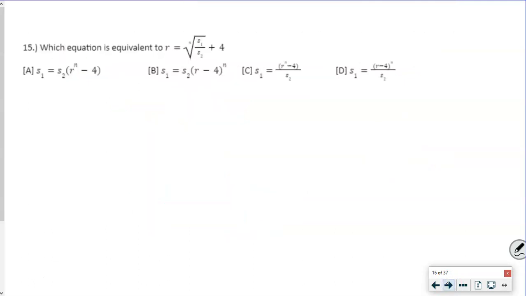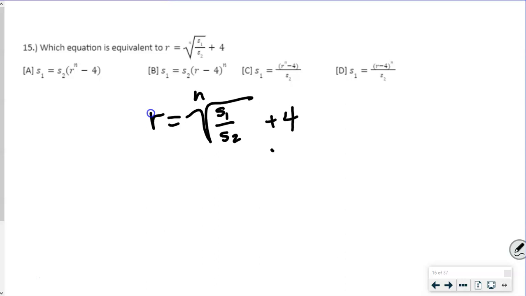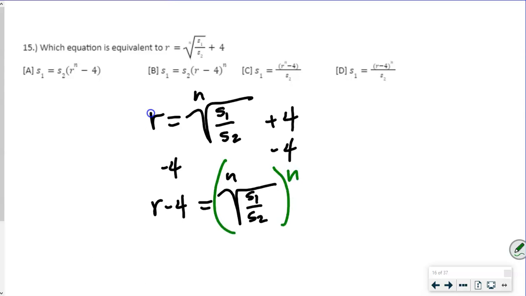All right, now this one asks which equation is equivalent to this. So it's solving for S1. So that's what we're going to do. So R is equal to the nth root of S1 divided by S2, plus 4. So the first thing we're going to do is subtract 4 from both sides. That's going to be R minus 4 is equal to the nth root of S1 over S2. How do we get rid of an nth root? Don't we take it to the nth power? Yes. So now we have R minus 4 to the nth power is equal to S1 divided by S2.